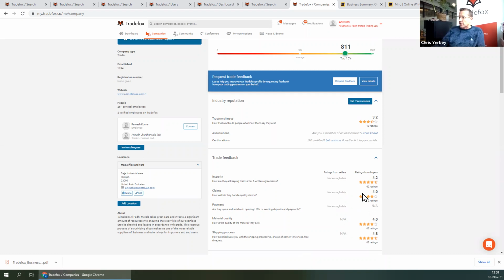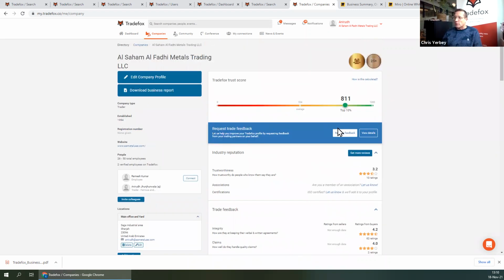These are good scores again down here, but what you can do here is, that's kind of where I was going with this, you can become a data contributor. And what that means is you're giving feedback to Tradefox. Every time you give feedback, it also triggers your trading partners to give feedback on your company. There's also another very quick and easy way you can do this. You can request feedback from all your trading partners at one time.